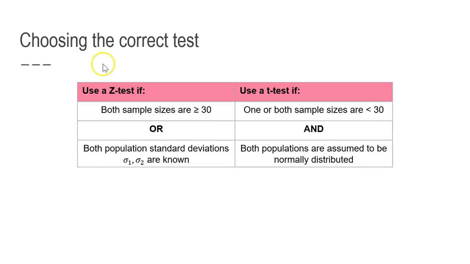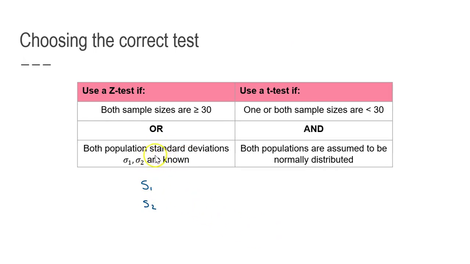All right, so deciding between the two tests. Same rules as before. We're going to use a z-test if both sample sizes, because remember we're looking at 2 samples, both of them are greater than or equal to 30, or if both population standard deviations are known. This is kind of a rare case. Usually you're given sample standard deviations, and remember those are marked by S, so we'll say like S1, S2.